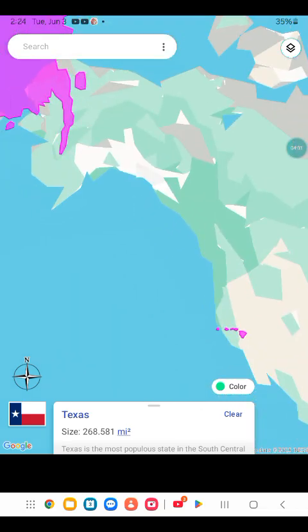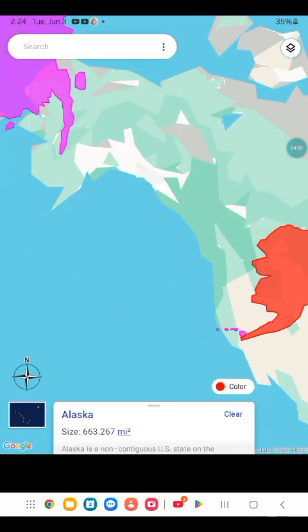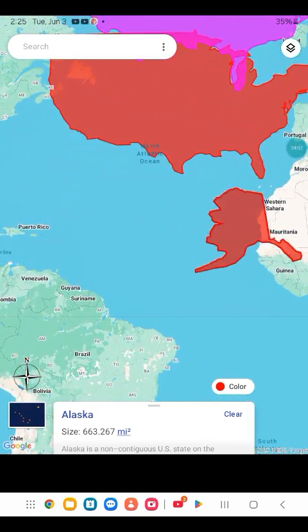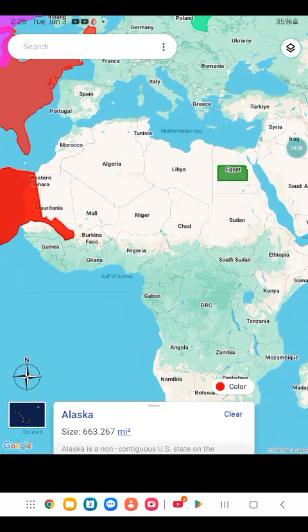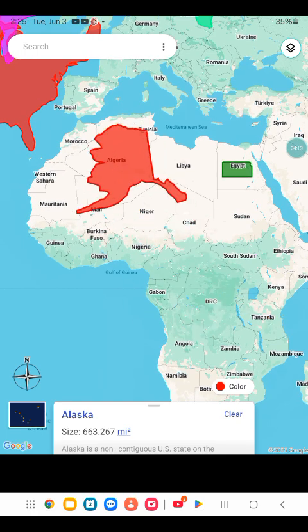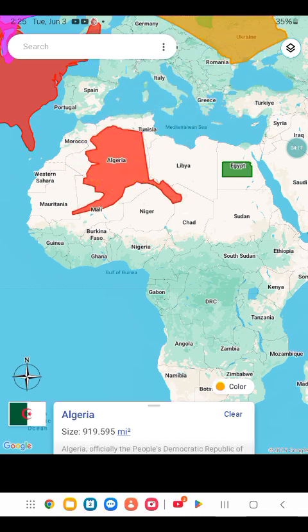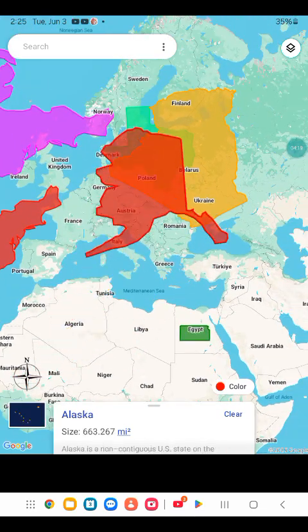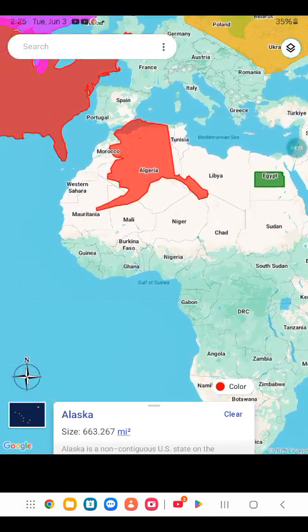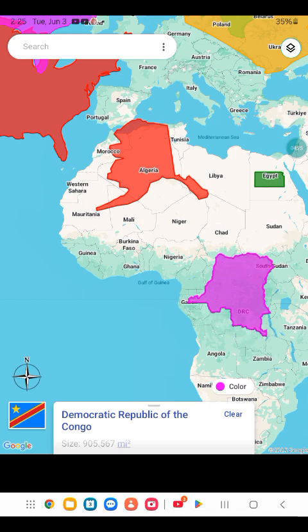Now let us try Alaska. And Alaska, we bring it here. Alaska is a real big state. Yeah, Alaska is a real big state and it's bigger than some countries, but still it's smaller than DRC.